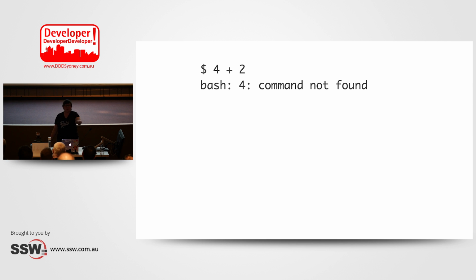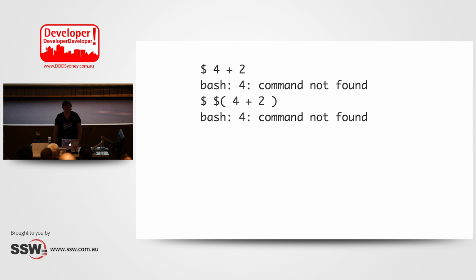No, that's okay, because what we can do is we can just wrap that around a function call. So what is 4 plus 2 wrapped around the function call? That's okay, we can just wrap it around again. What is a double wrap 4 plus 2?